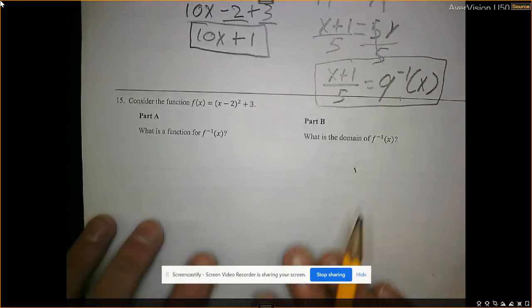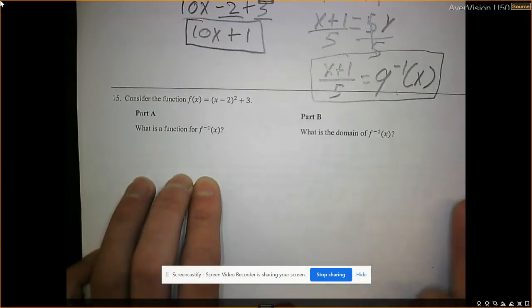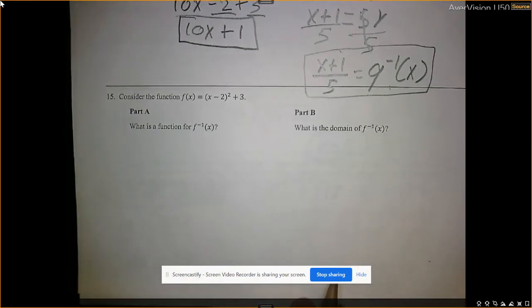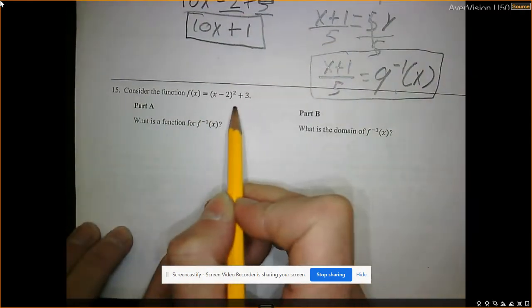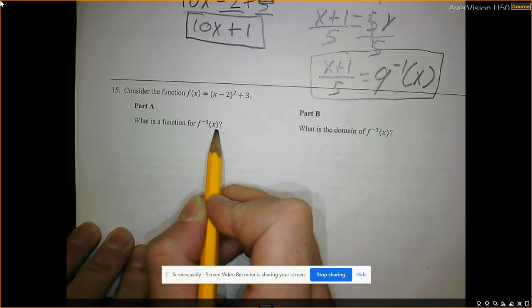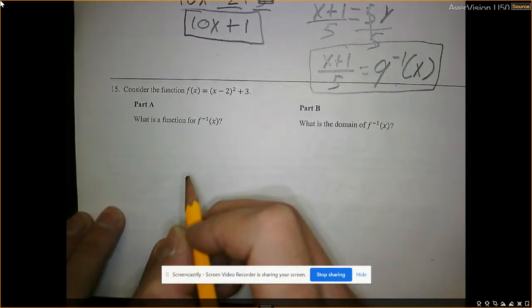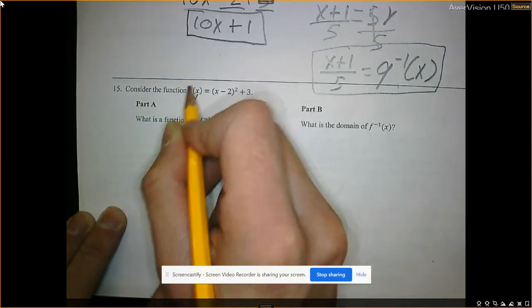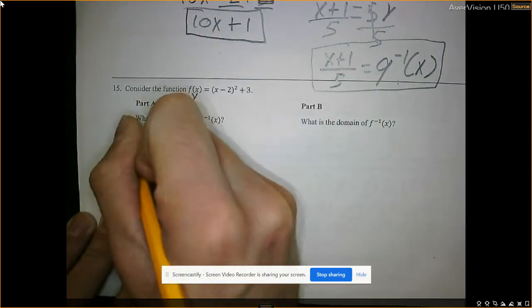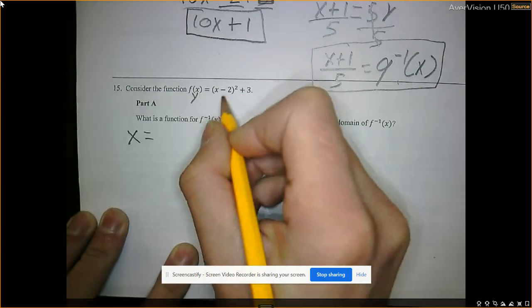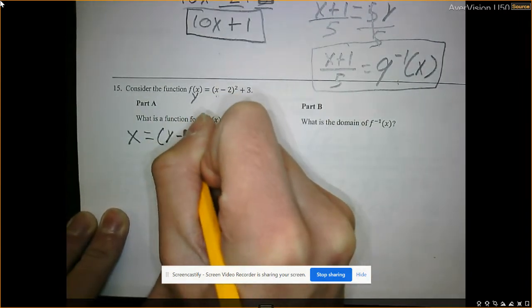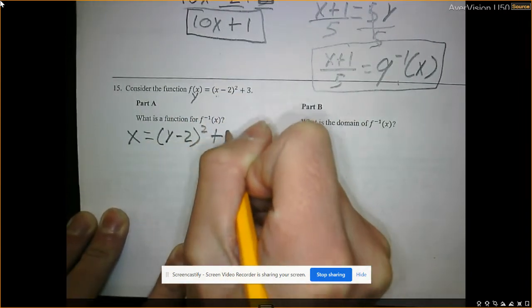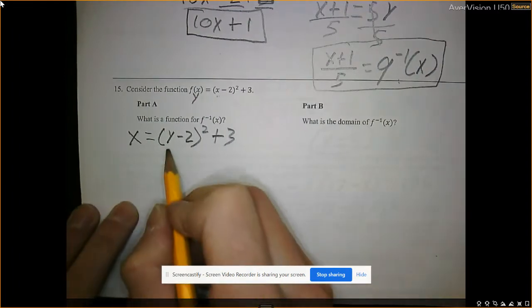Okay, last one. Again, pause. Try these before you go and watch me do them. Okay, consider the function f of x, blah, blah, blah. What is the function for the inverse of f of x? So again, remember, f of x is just a fancy way of saying y, so I replace the y with x, and I'm putting the y in here now. Okay, and now I am just solving for y.